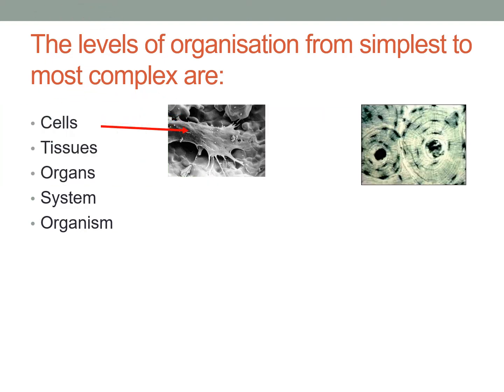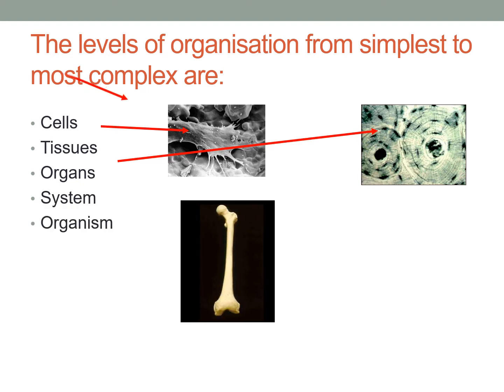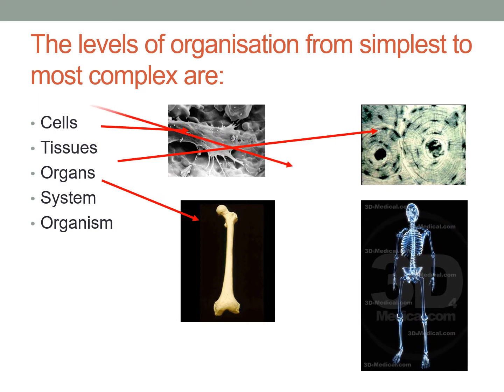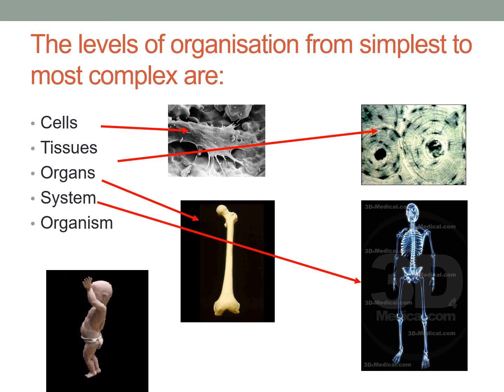And then these cells group together to perform a similar function, which gives you a tissue. And then different tissues group together to give you an organ. And then different organs group together to give you a system. And then different systems group together to give you an organism.